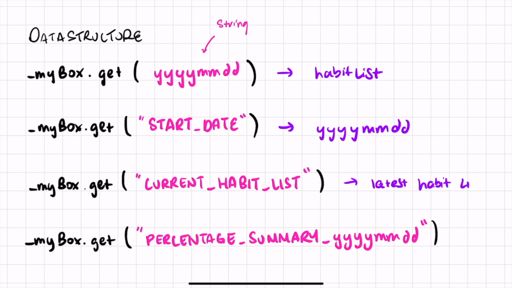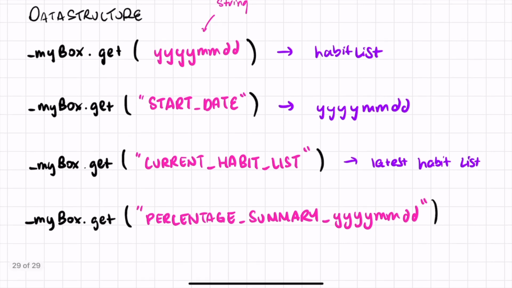In other words, the latest habit list, because as the days go on, the user might change the habits, right? They might delete a habit, they might add a new habit. So I want to keep track of what the current habit list is so that we know what to do tomorrow. And then finally, I want to keep track of the percentage summary for a given date. And this would be helpful for us to display in a heat map later on.